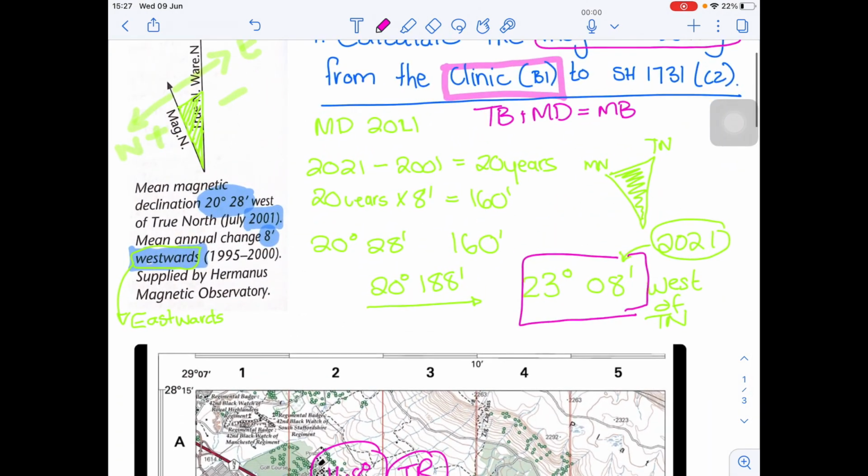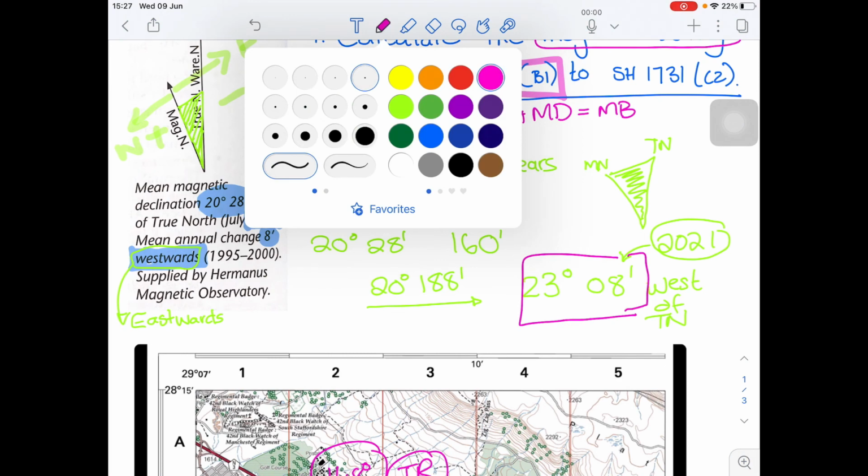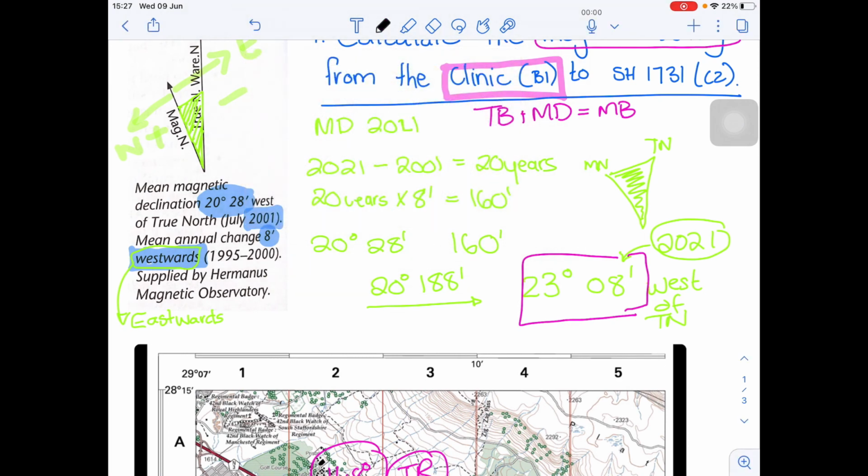So I go back up to my formula and I'm going to now substitute all the information that I've got. I have 148 degree true bearing. I have a 23 degree and 8 minute pizza slice, the magnetic declination. I can then say 148 plus 23 degrees will give me 171 degrees and 8 minutes. And that then becomes the magnetic bearing answer.